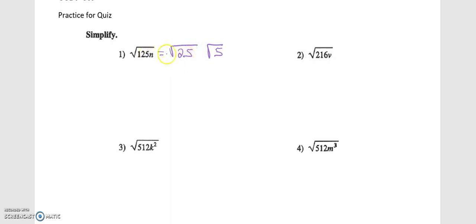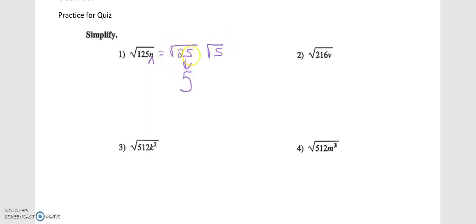So this first one, if we continue with this method, I've broken it up into two numbers. I've broken it up into the square root of 25 and the square root of 5. If you're wondering what's happening with the n, I personally always deal with the whole numbers first, and then I deal with the variables last, because they're kind of done a little differently. So the square root of 25, if you know your list of perfect squares, should work out to be a 5.